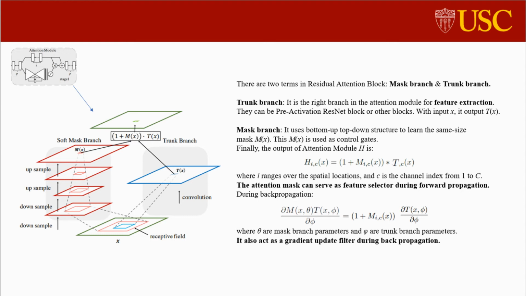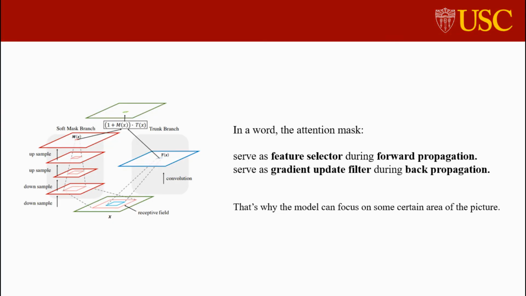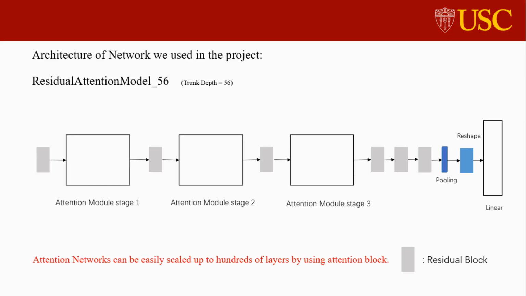We can see that the attention mask can serve as a feature selector during forward propagation. And it also acts as a gradient update filter during back propagation. In a word, the attention mask serves as a feature selector during forward propagation, and as a gradient update filter during back propagation. That's why the model can focus on certain areas of the picture. Here is the exact architecture that we used in our project. The first one is the Residual Attention Model 56.